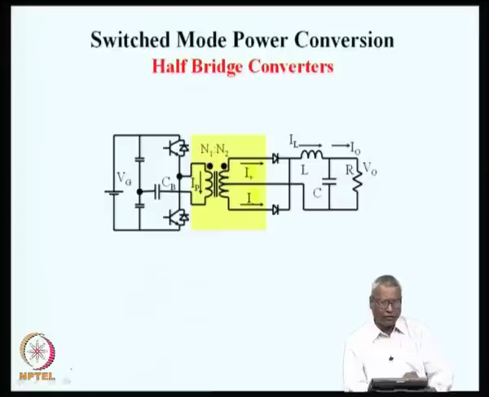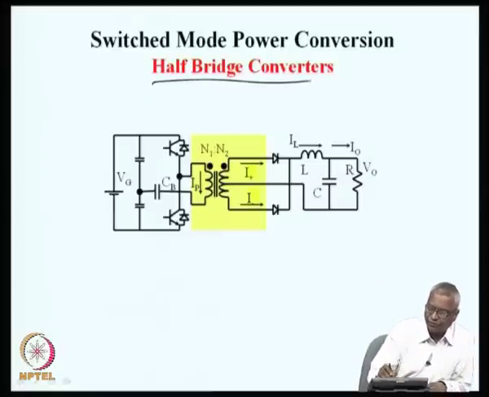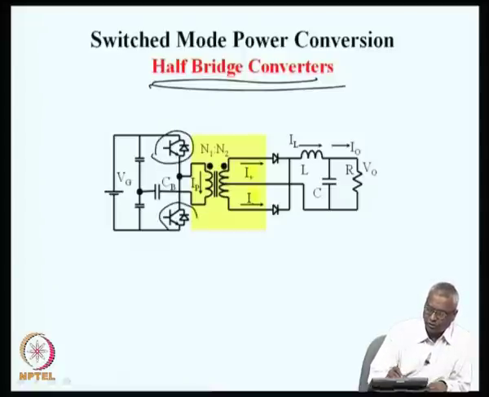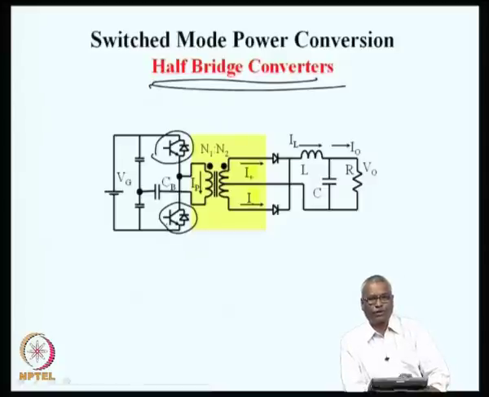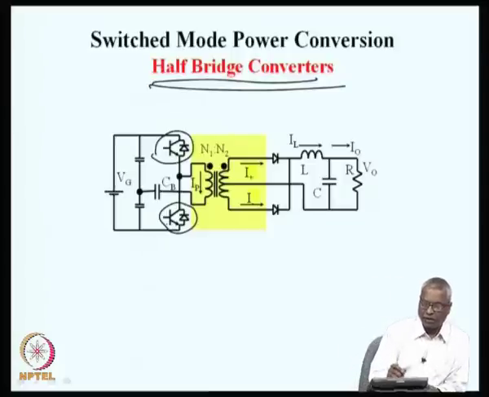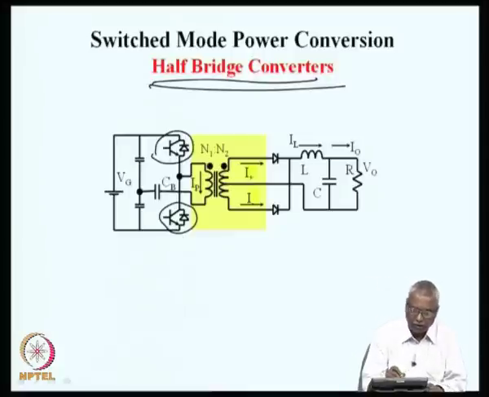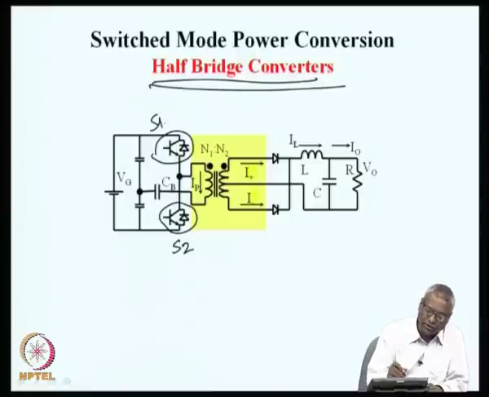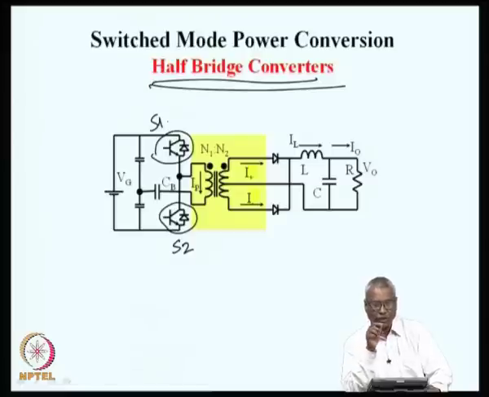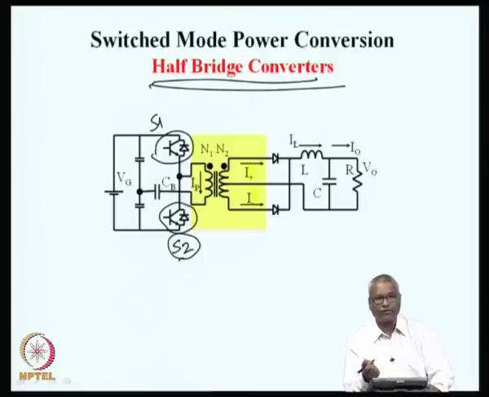You can see that this half bridge converter utilizes two switches, but unlike the two switch forward converter, these two switches are operated in the push pull mode. That is, in one half cycle, the top switch is pulse width modulated, in the other half cycle, the bottom switch is pulse width modulated. If I call this S2 and this S1, S1's on time is controlled in one half cycle and S2's on time is controlled in the other half cycle.